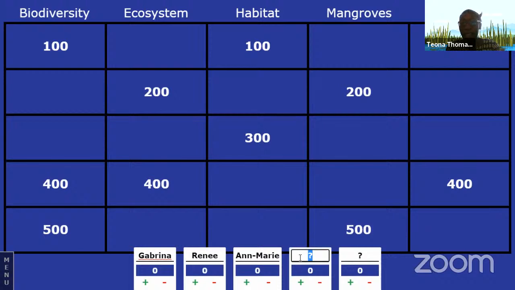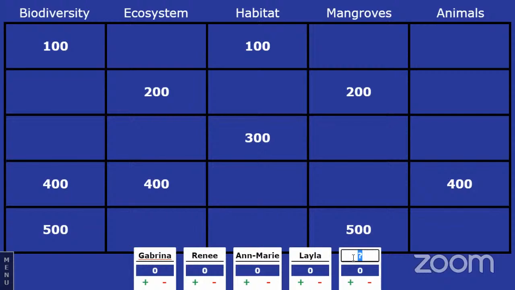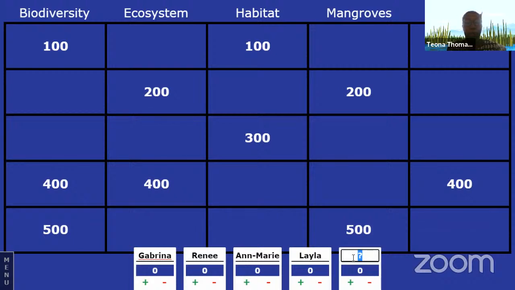So we have Layla. And we have, is it Ian? All right, so Gabrina, you're up first. You're going to tell me which of the words you'd like to select, whether biodiversity, ecosystem, habitat, mangroves, or animals. Animals. Okay, animals. So animals only have one option with 400 points.